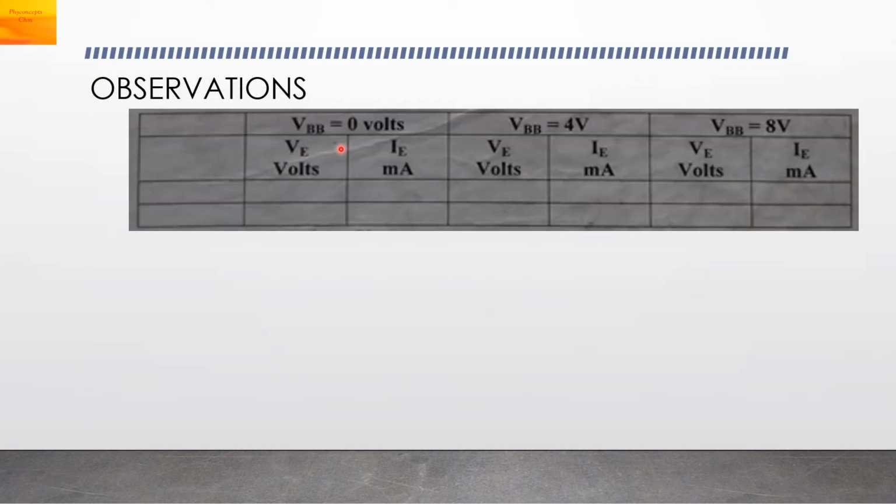So the observation table: first, for VBB equal to 0 volt, we need to note down VEE and IE. For VBB equal to 4 volt, the same thing is repeated, and again for VBB equal to 8 volt, note down VE and IE.